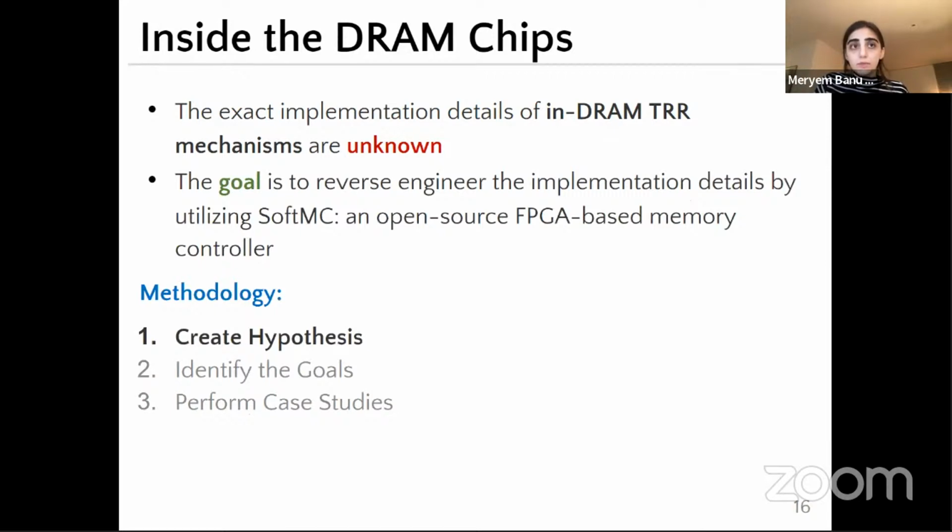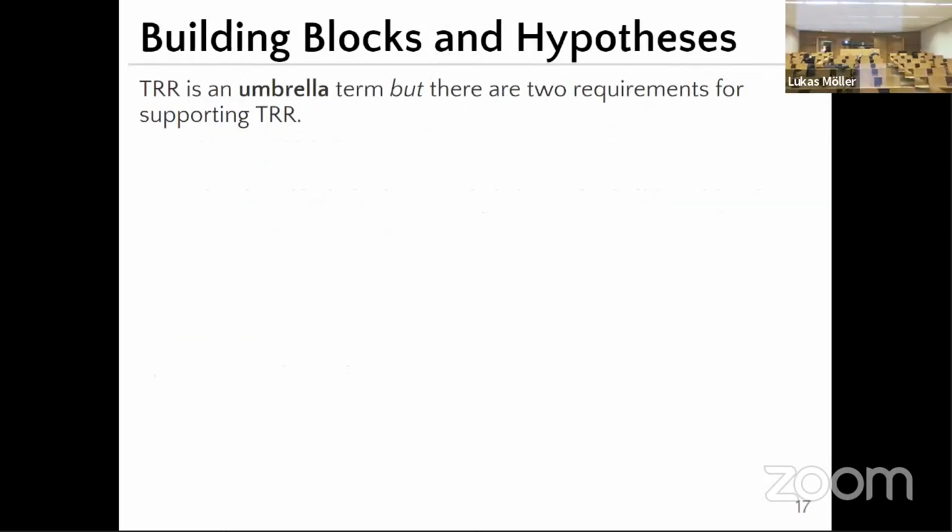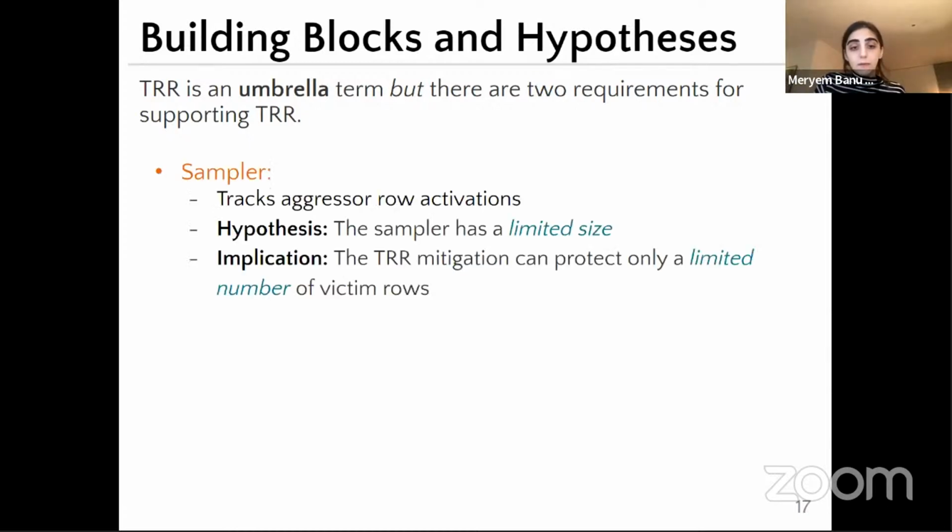We will start with creating some hypotheses. We know that TRR is an umbrella term, but there are two requirements for supporting TRR. The first requirement is the existence of a sampler which tracks aggressor row activations in order to identify the victim rows. The hypothesis we have regarding the sampler is that its size is limited, which implies that TRR mitigation can protect a limited number of victim rows.